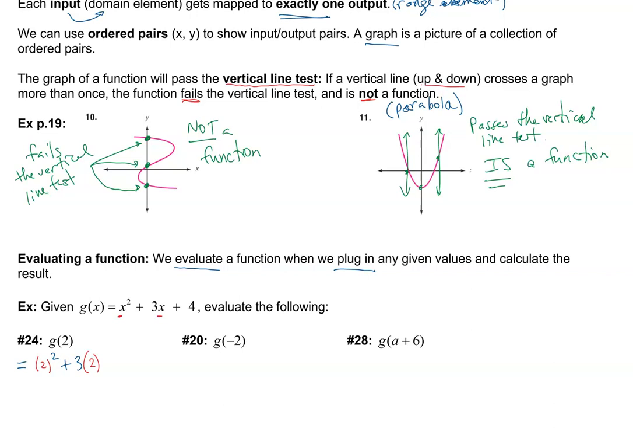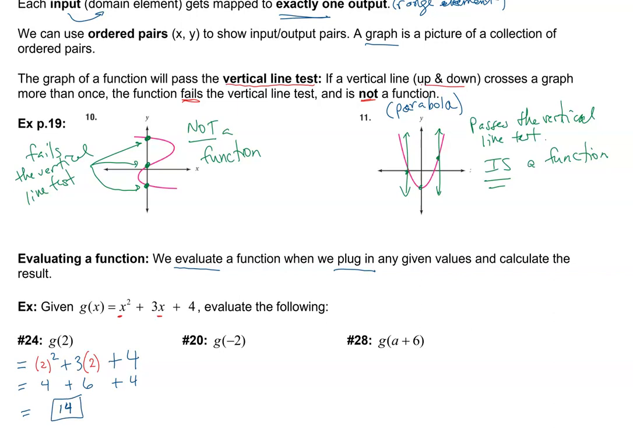So 2 goes in for both of those, and then we add 4. Then we do need to know order of operations. 2 times 2, I'll write this one out because it's our first example. 2 squared is 4. Then in the middle, 3 times 2 is 6, plus another 4 at the end. 8 and 6 or 10 and 4 is 14 for our final answer. Our final answer is a number. Plug a number in, we generally get a number out.